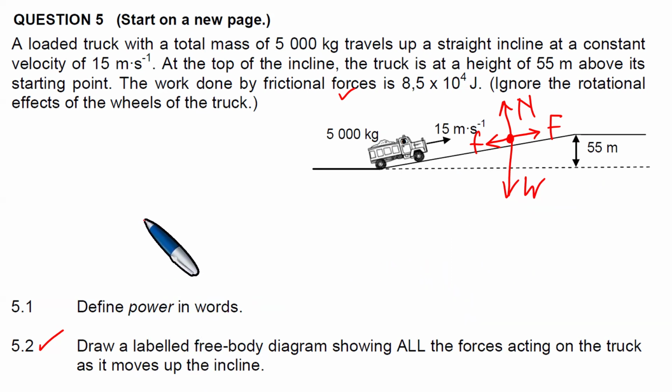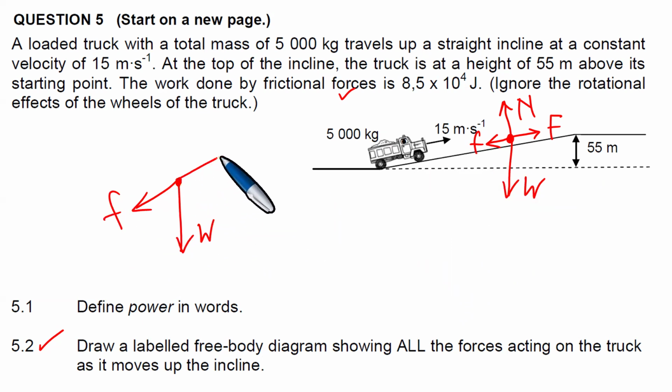The labeled free body diagram would be shown by using a dot and arrows. You have the weight this way, you have the friction force in the opposite direction, opposing the motion upslope. You have the applied force, and you also have the normal force by the surface on the truck.